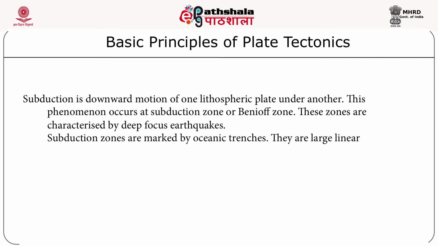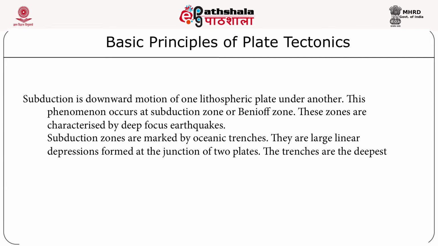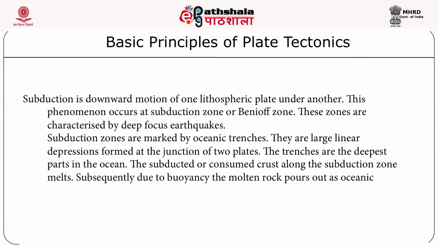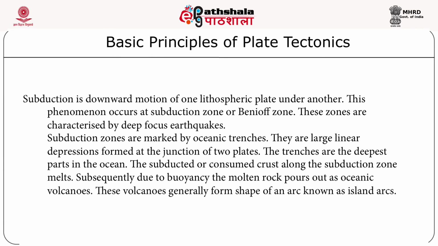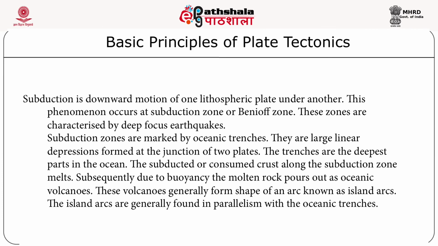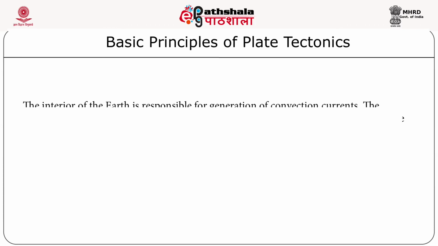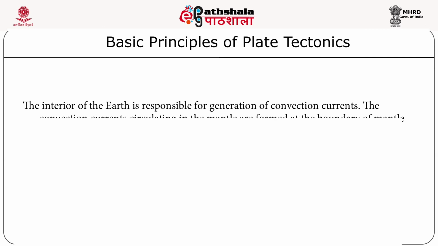Subduction zones are marked by oceanic trenches. Oceanic trenches are linear depressions formed at the junction of two plates. The trenches are the deepest part of the ocean. The subducted or consumed crust along the subduction zone melts. Subsequently, due to buoyancy, the molten rock pours out as oceanic volcanoes. These volcanoes generally form part of an arc known as an island arc. The island arcs are generally found parallel to oceanic trenches. The interior of the earth is responsible for generation of convection currents. The convection currents circulating in the mantle are formed at the boundary of the mantle and outer core, where the temperature is very high.